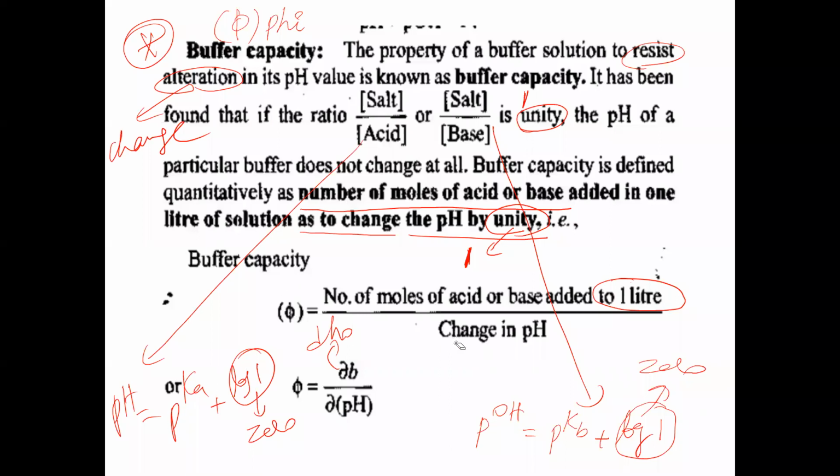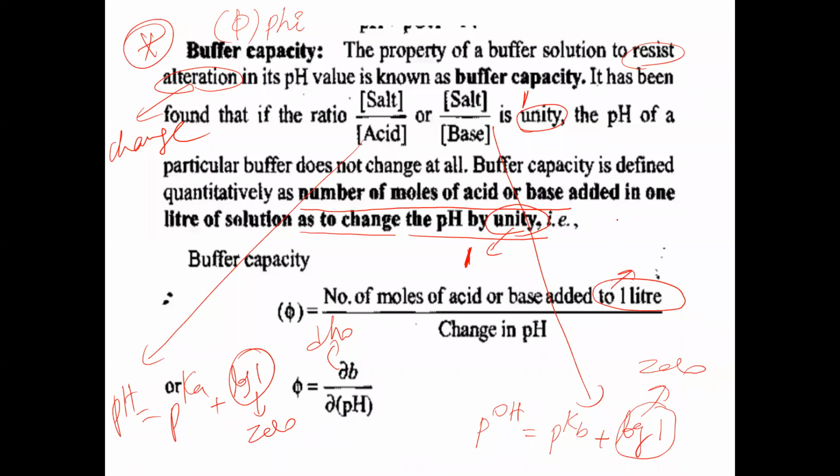Are you getting the concept? If the change in pH value is very high, for example by adding just 1 mole of acid, then the buffer capacity will be lower. That is how we have to understand the concept of buffer capacity. And one very important concept here is that we have to understand the 1 liter concept.